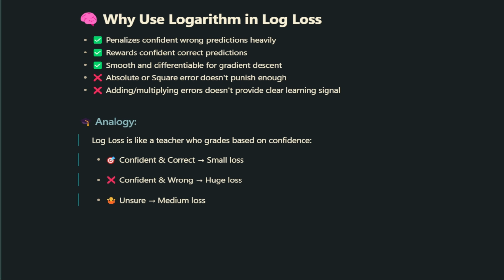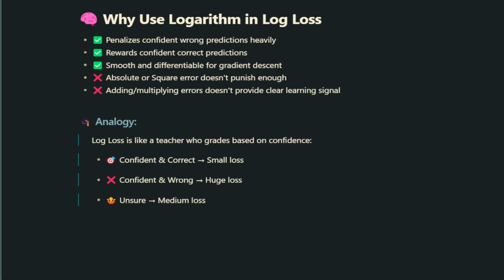The best way to think about this is with a teacher analogy. If you are confident and correct, the teacher gives you almost full marks, a small loss. If you are confident but wrong, the teacher deducts heavily, huge loss. If you are unsure, you get a medium penalty. That's exactly how the logarithm in log loss helps the model learn effectively.